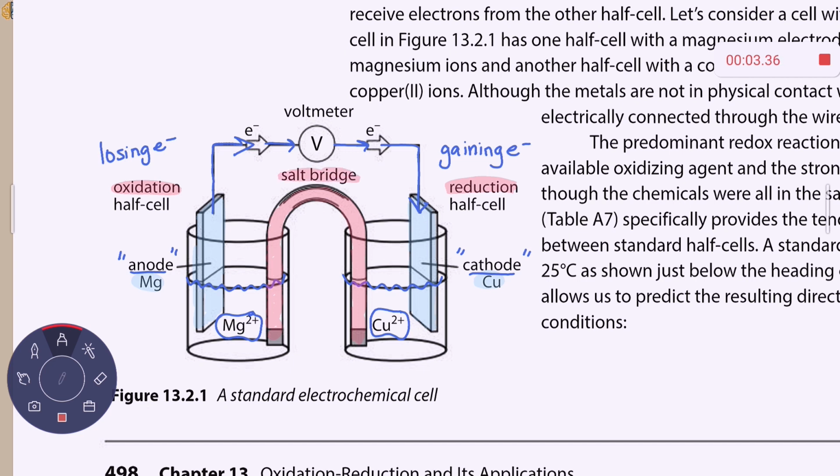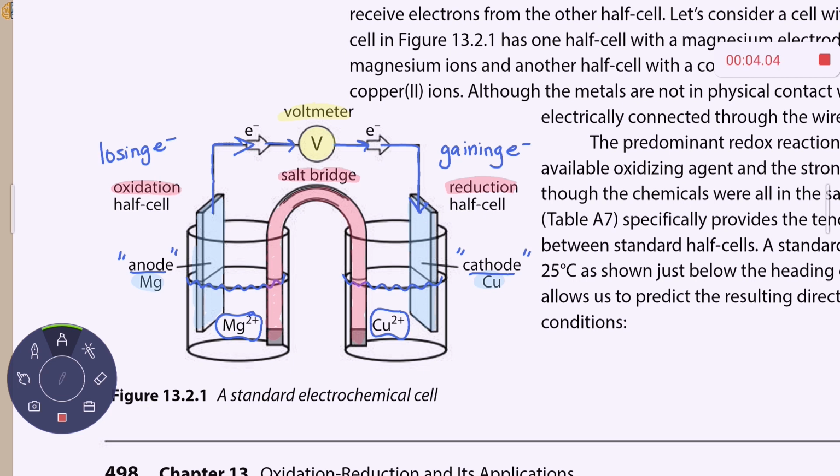Okay? And we can produce electricity when we have a spontaneous redox reaction occurring in this electrochemical cell, and it'll give us a certain amount of voltage. And that voltage can be read with a voltmeter. That's typically connected with those external wires. Okay? Any questions for me so far?